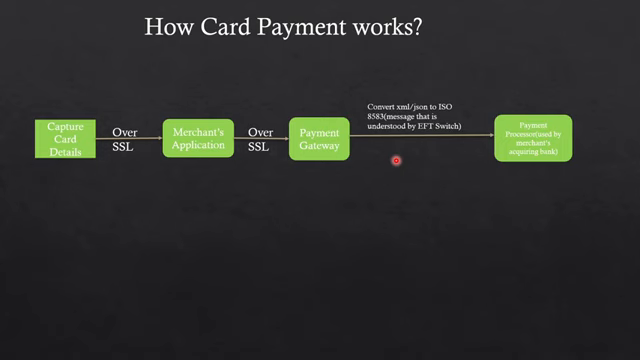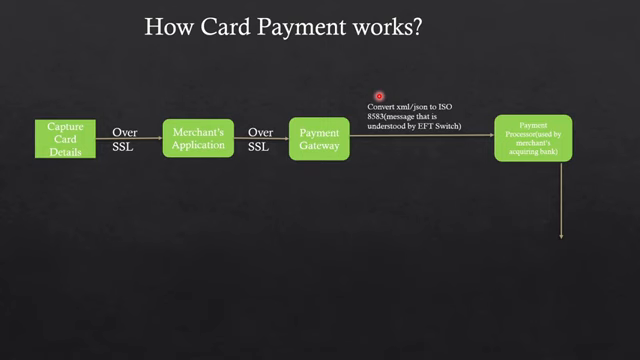Now, the payment processor is used by the merchant's acquiring bank. In most cases, the payment gateway and payment processor will be used together. There are some cases where the payment processor is separate from the payment gateway. But in this scenario, we'll say that there are two entities: one is the payment gateway, one is the payment processor. The payment processor will receive the EFT switch message.